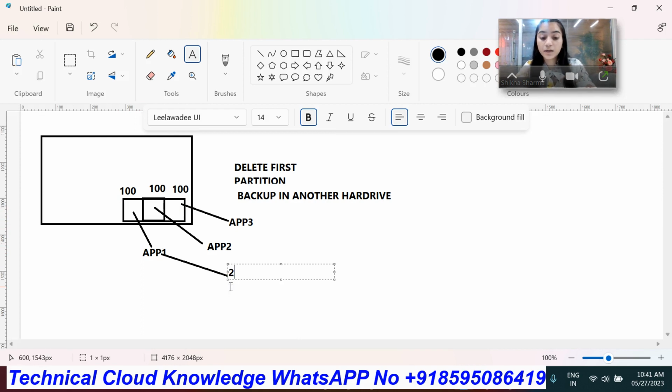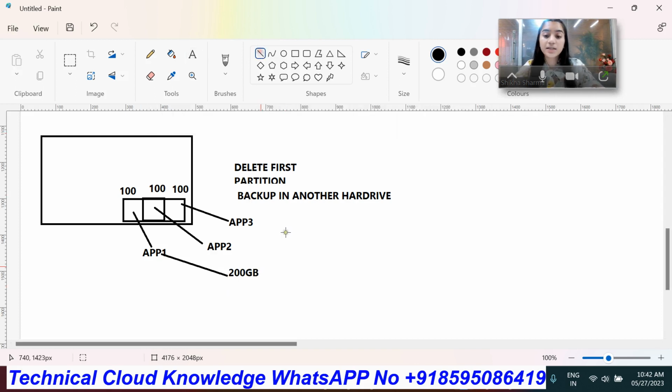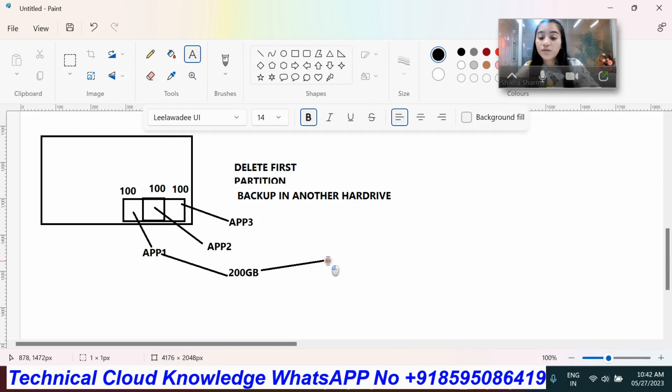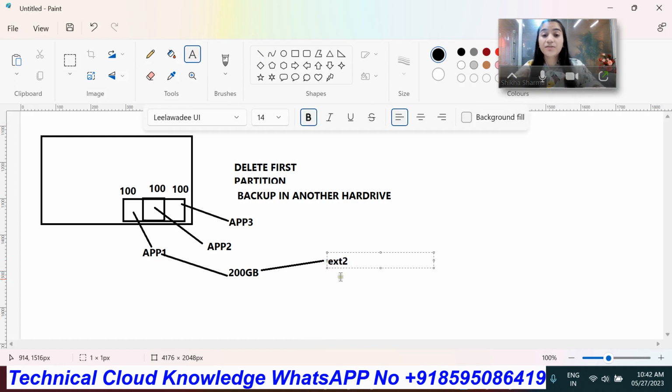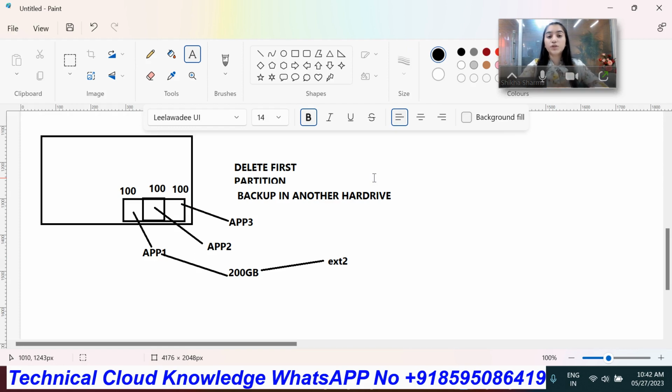We will create another partition of 200 GB for application 1 and format it with the ext2 file system, and then we will attach application 1 to this partition, which is about 200 GB. After attaching it, after formatting the partition and providing it a file system, we will copy the backup onto this partition. That's how we will be able to restore our backup.